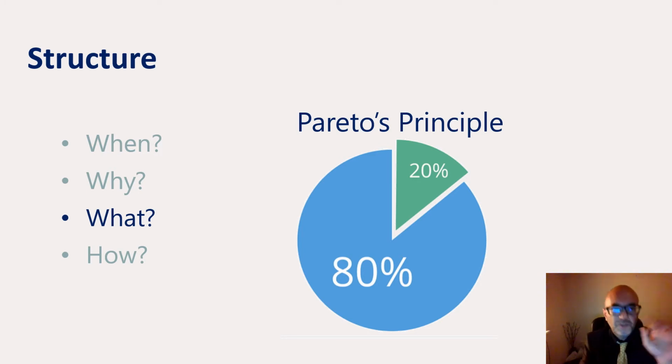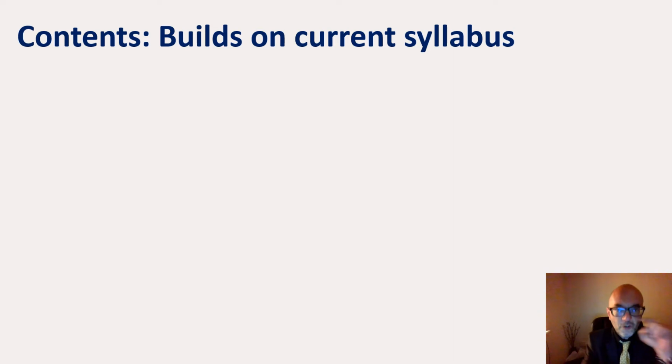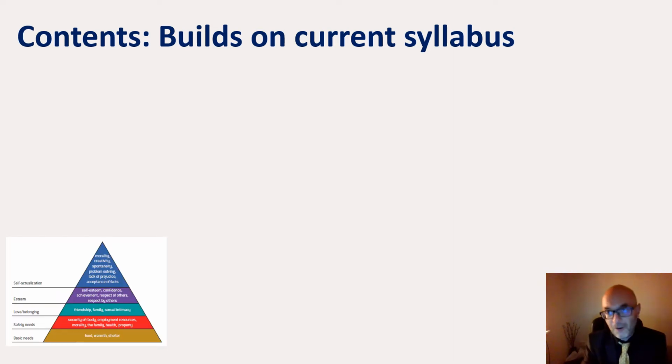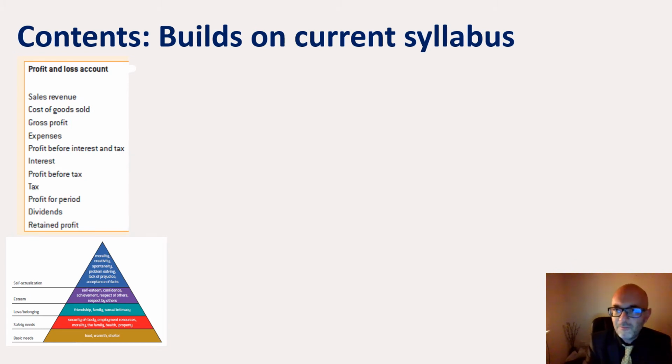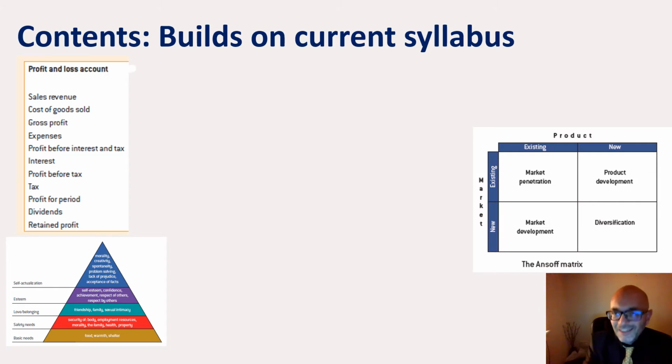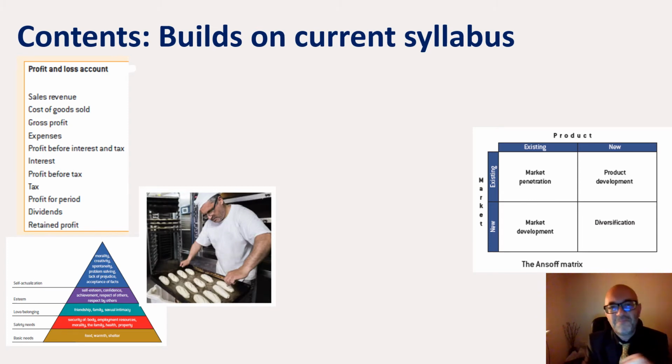This said, I do not want you to think that a lot has changed. It is not the case, as I try to show on my next slide. Because in terms of contents, the new syllabus builds on the current one, which I try to illustrate with some visuals here. So we still have the same 4 business units: human resources, illustrated by Maslow's pyramid; finance, illustrated by the profit and loss account; marketing, illustrated here by the Ansoff matrix. We still have operations, illustrated by the batch production of the baker. So the canon of business management is still here.